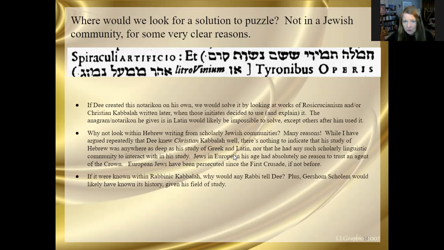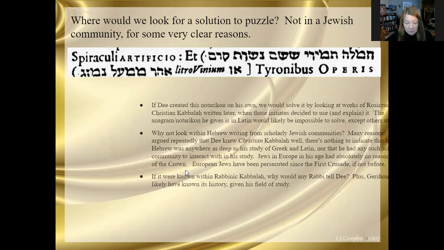And furthermore, if it were known within rabbinic Kabbalah, the things that Dee brought in from Christian Kabbalah that come in from rabbinic Kabbalah tend to be the basics. I mean, they're not the basics in Hermetic Kabbalah today, but they are the basics within rabbinic Kabbalah, which is a lifetime of study. And there's no reason that any rabbi would tell Dee, but if they had, Gershom Scholem, who was very good with Hebrew, founding the field of academic study of Kabbalah, he would have known about it. Okay, have I made my point? I will stop ranting and move on.